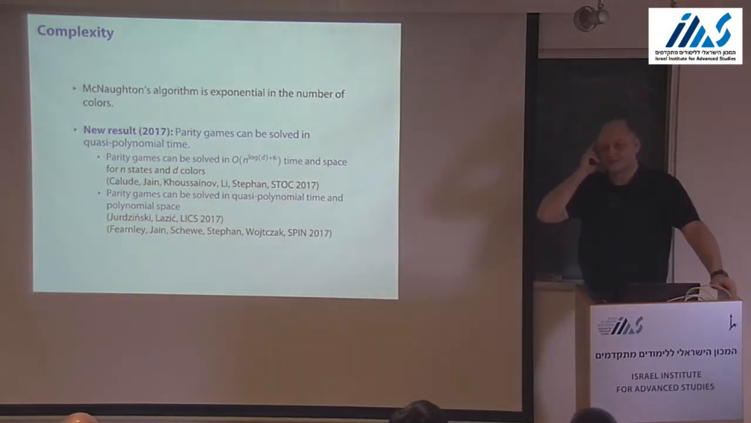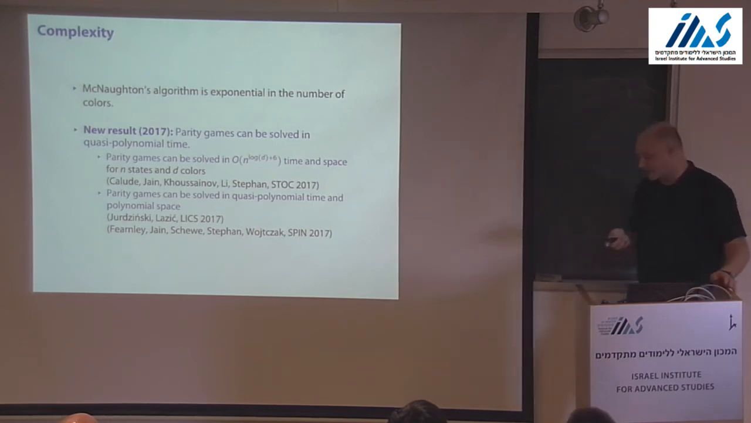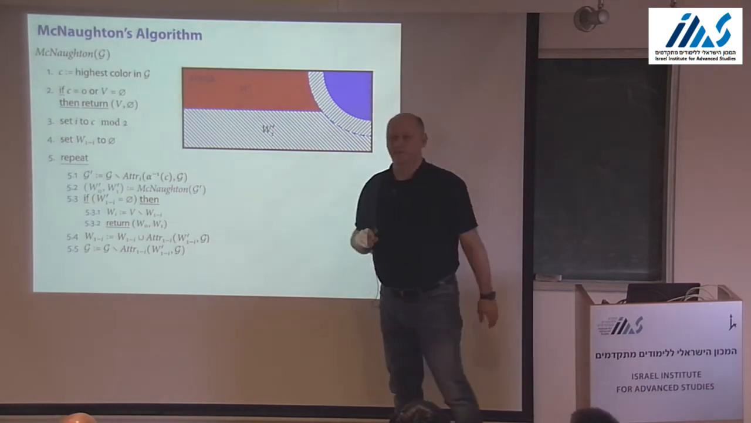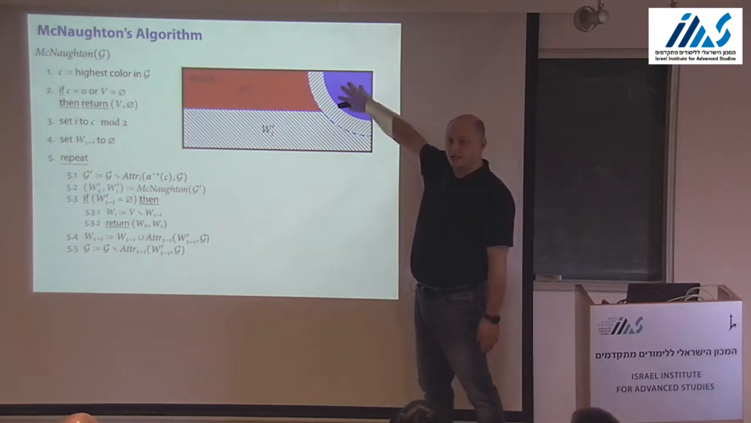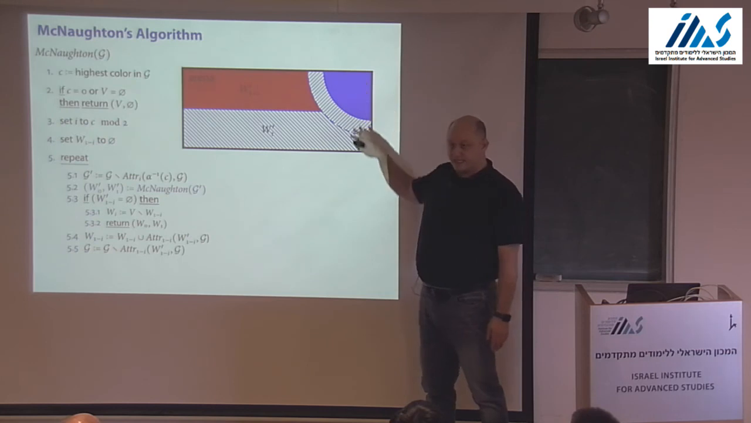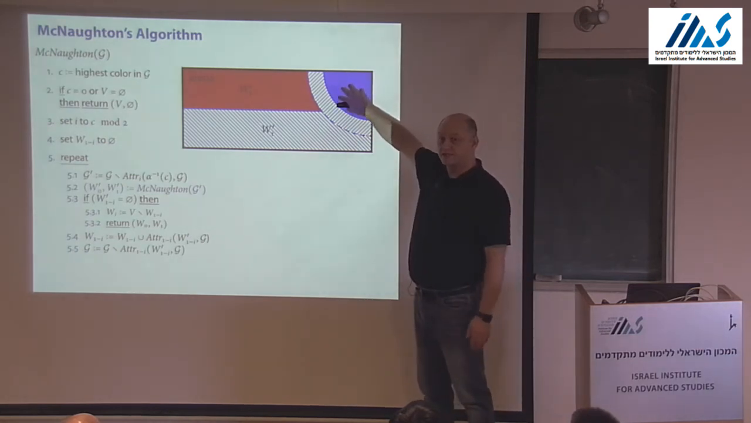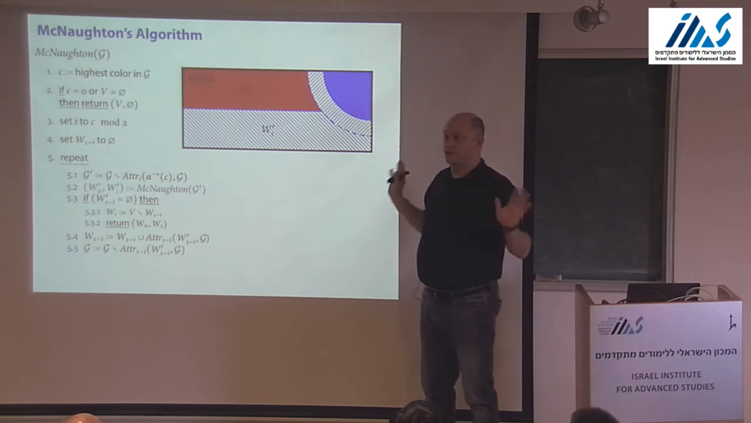Well, I'm trying to understand the question, but let me think about it for a sec. So I think the question was, if we look at this picture, where the highest color is identified, does the algorithm actually ensure in some way that this color is being visited infinitely often? And the answer is no.